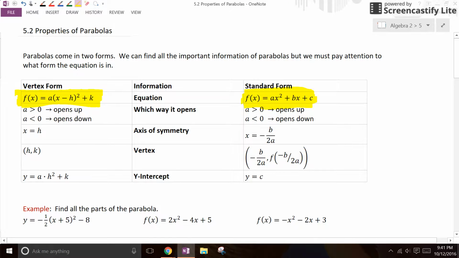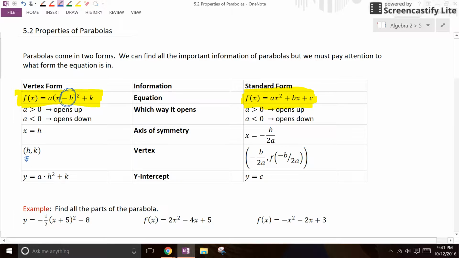So you can see that the a value, the first thing you see in the equation, if it's positive, it opens up. If it's negative, it opens down. All right, that's kind of nice. The axis of symmetry is found two different ways. If it's this form, then we just look at the h value. We kind of do the opposite of h, and that's the axis of symmetry. That's also the x value of the vertex, right?